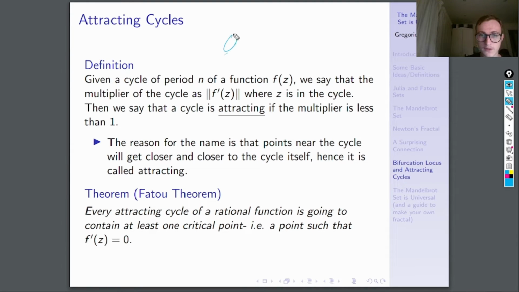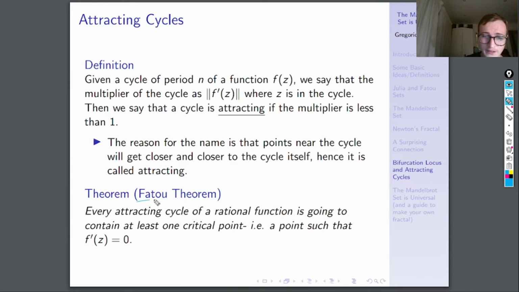For example, if we look at our function phi of z equals z squared, then the cycle just 0, 0, 0, and so on. Well, what's the derivative? 2z. So what's an element of the cycle? 0. So the multiplier of the cycle 0, 0, 0 is just equal to 0, which is less than 1. So it's attracting. And what does that mean? Well, that means that points very close to 0 will get closer and closer to this cycle. And that's obviously true, because when we square numbers that are close to 0, they'll get even closer to 0. So that's the type of idea here.